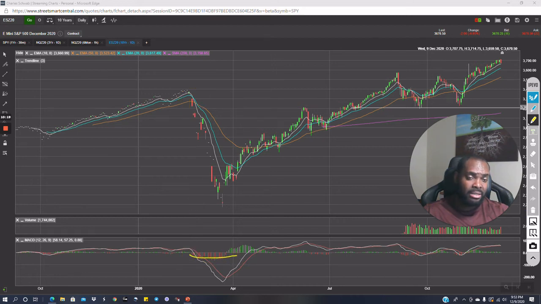You can see the histogram flip, turn red. So that's a very good indicator that confirms what price action was doing.